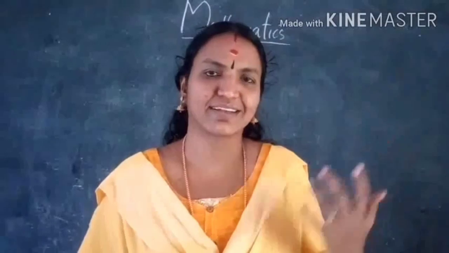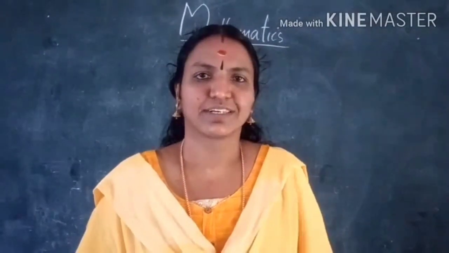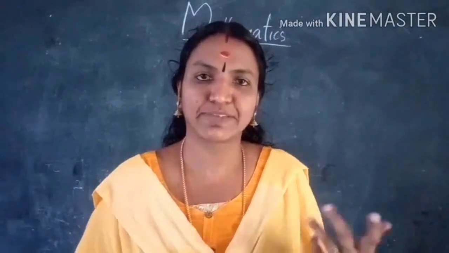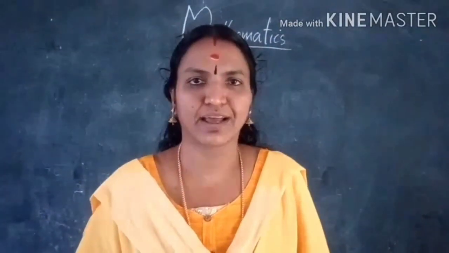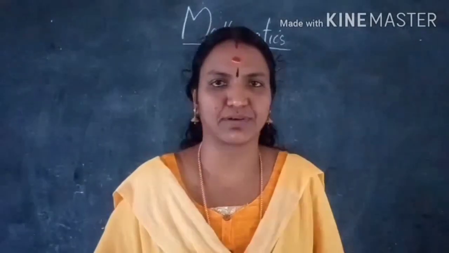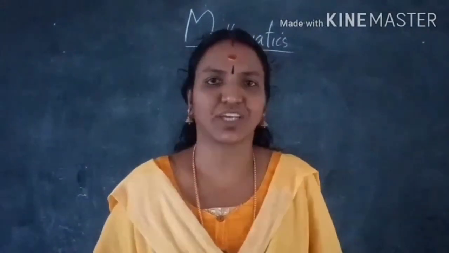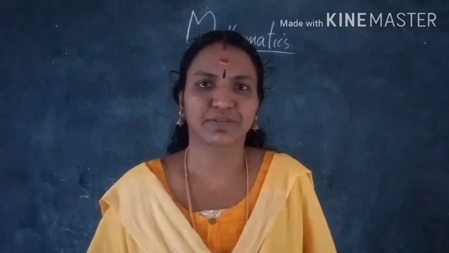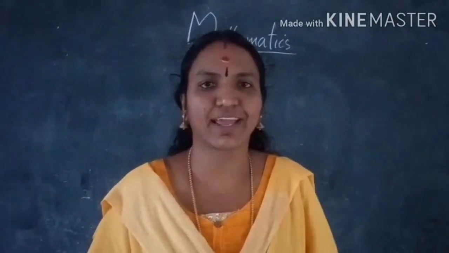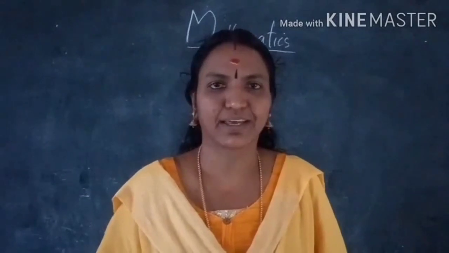In the previous class, we have learned about how to arrange the numbers in ascending and descending order, absolute value of a rational number, and how to write the rational numbers between two rational numbers. In today's session, we shall discuss about how to represent the rational numbers on a number line. Okay, let's begin. We shall discuss how to represent rational numbers on the number line.